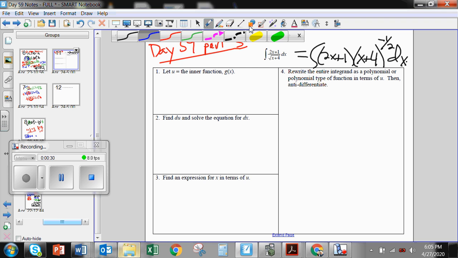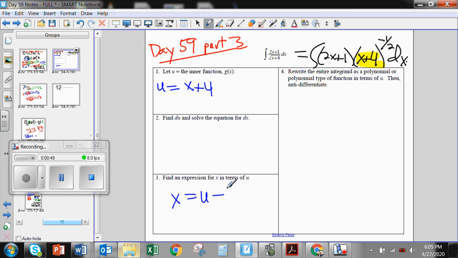So I'm going to use u as my inside function. Okay, so u is going to be equal to x plus 4. And I like to just go right down and find out what x is. So if u is x plus 4, then x equals u minus 4.